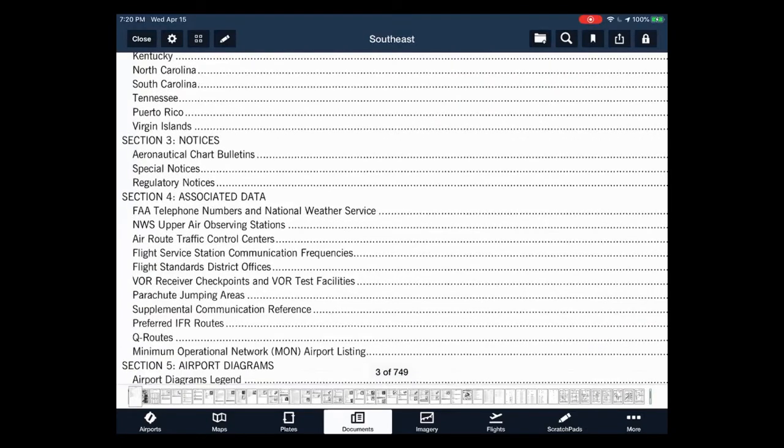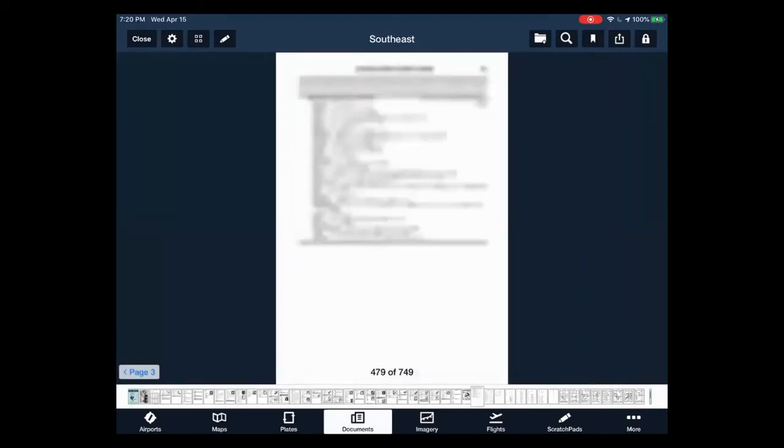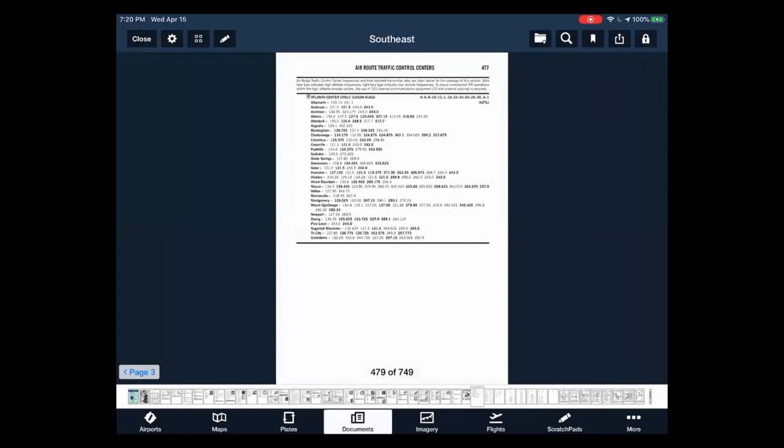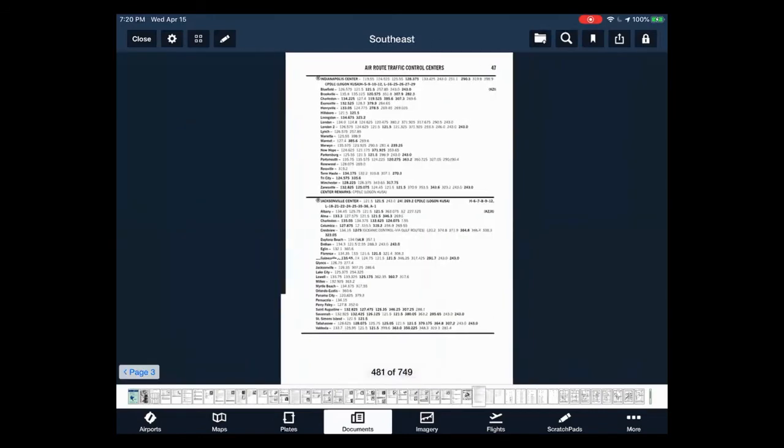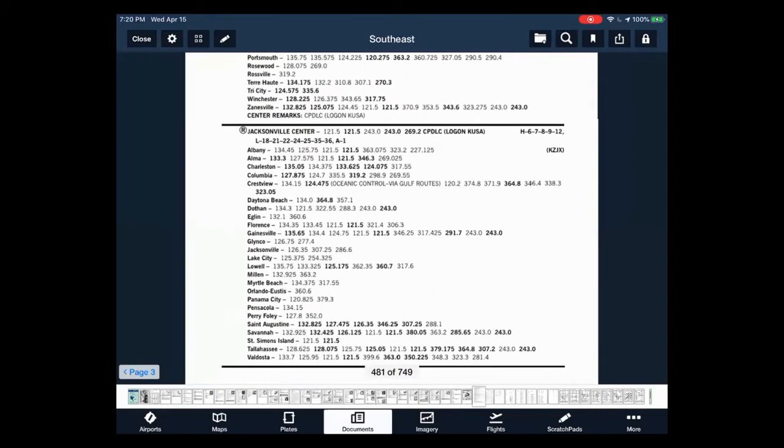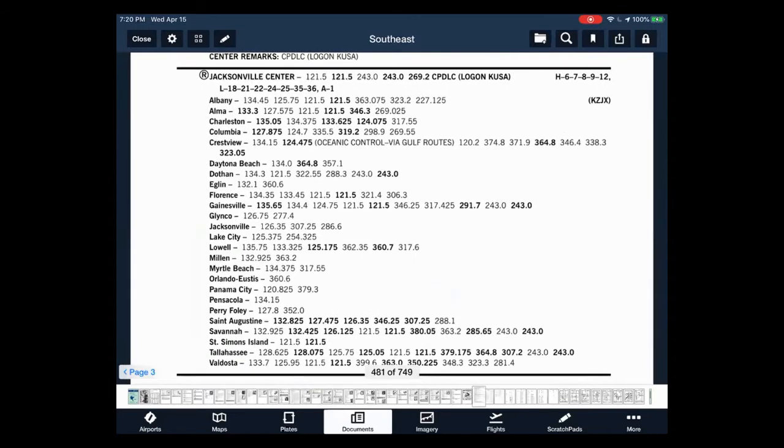In this case, what they gave us is a section for Air Route Traffic Control Center. So I tap on that. Of course, we're looking for Jacksonville. We know that we're in the general Jacksonville Center area. We zoom in, and what do we see? We see pretty much the same type of frequencies. There's Daytona Beach on 134.0. You could try 364.8, but you have to have a UHF radio to be able to do so.